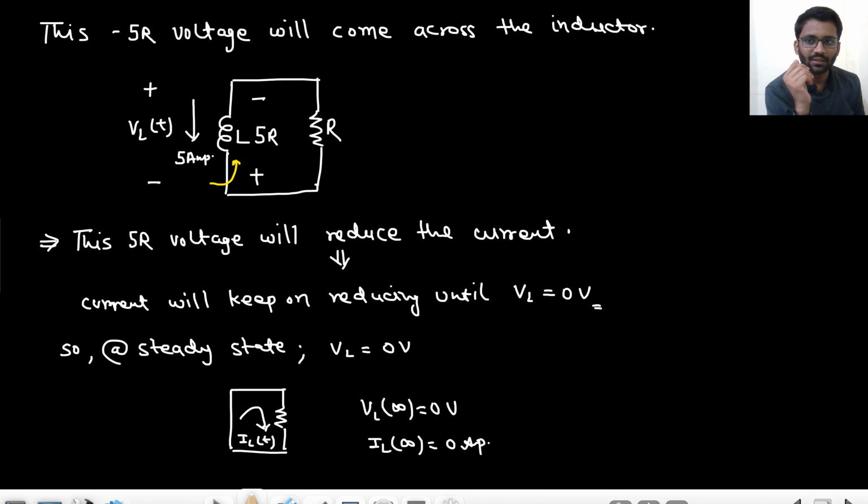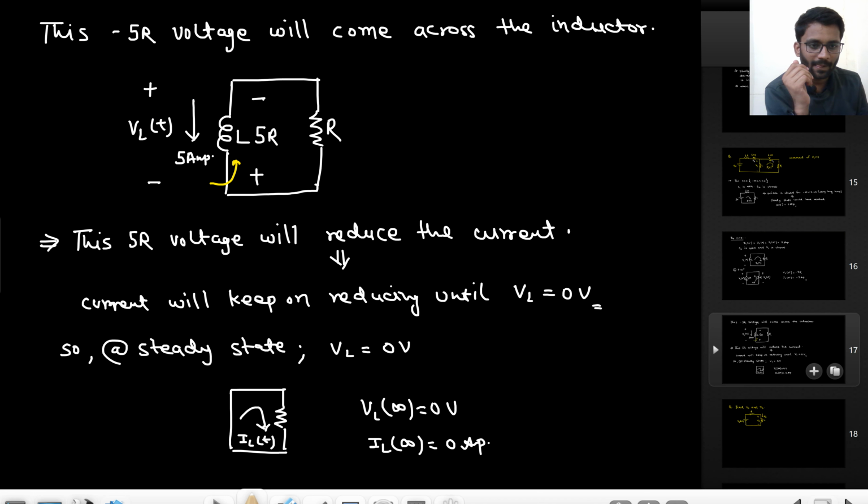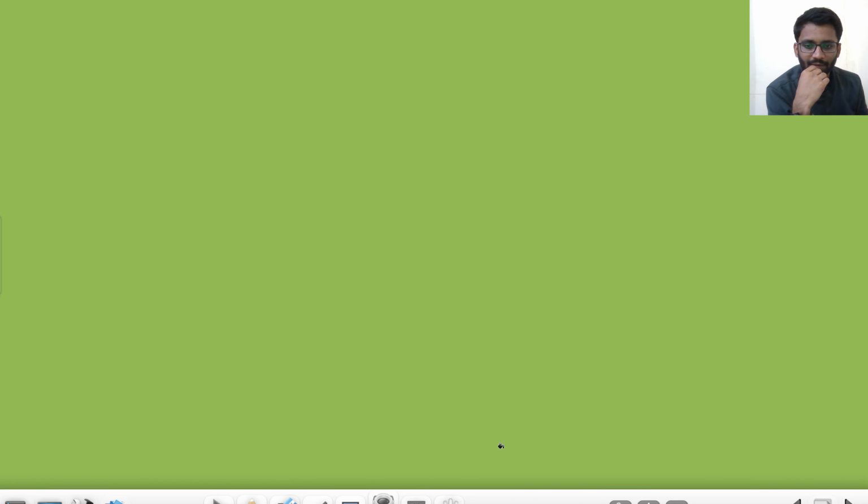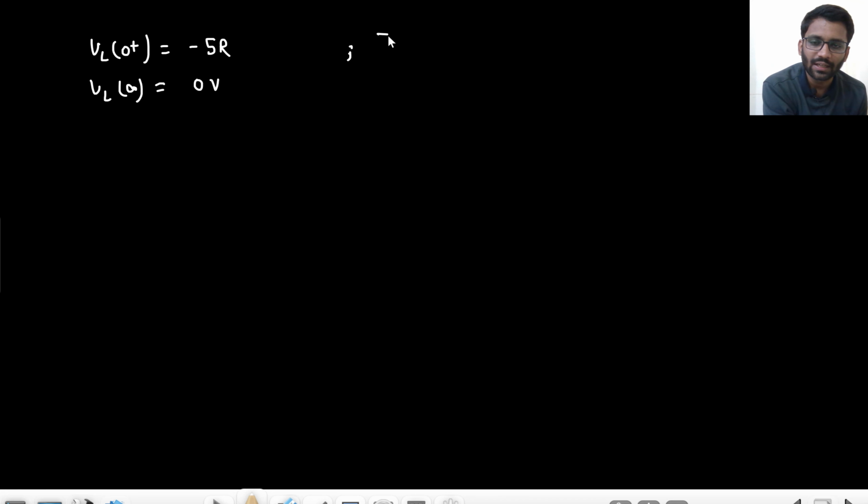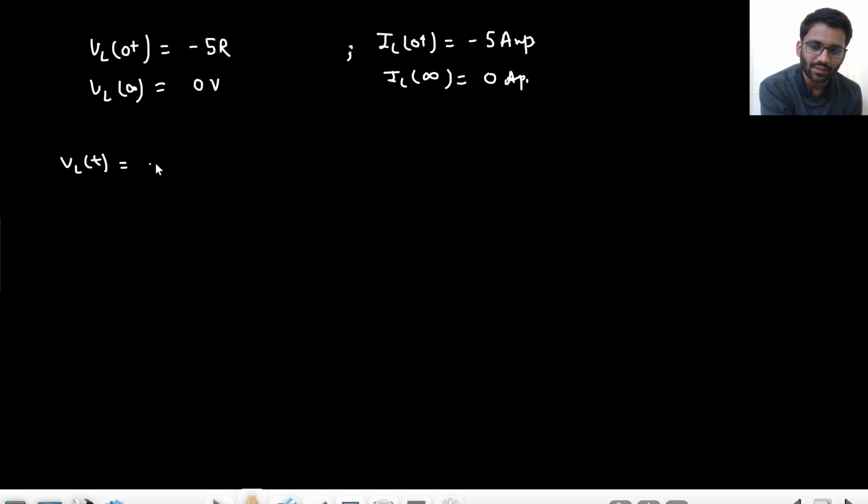So here what did we see? In case of VL 0 plus, what was VL 0 plus? That was minus 5R. What was VL infinity? That was 0 volt. What was IL 0 plus? That was minus 5 ampere. And what was IL infinity? That was 0 ampere. So we can write down the expression of VL(t). That would be minus 5R into e to the power minus t upon tau u(t).